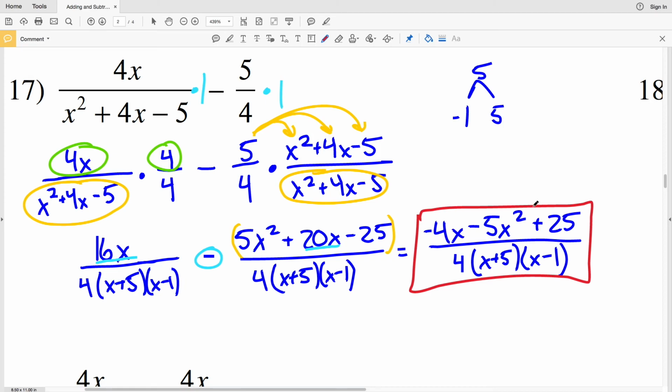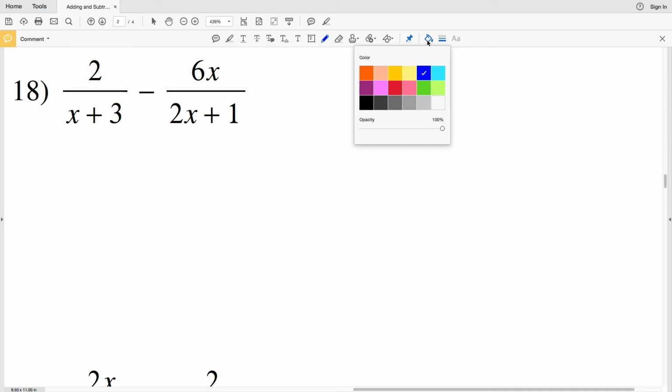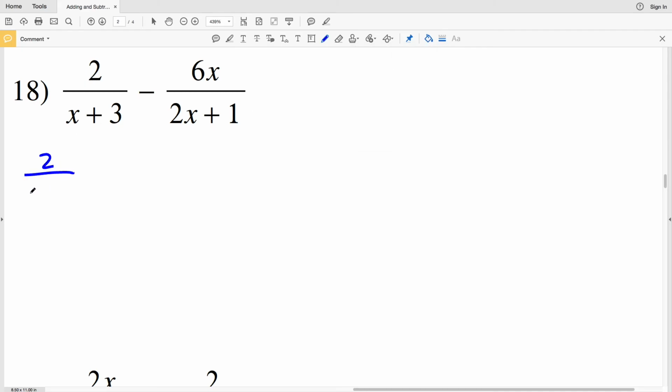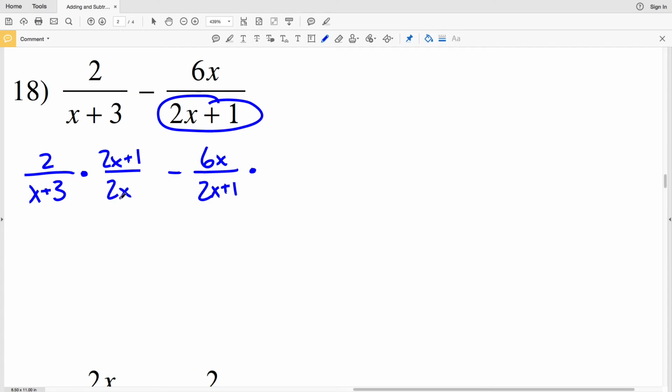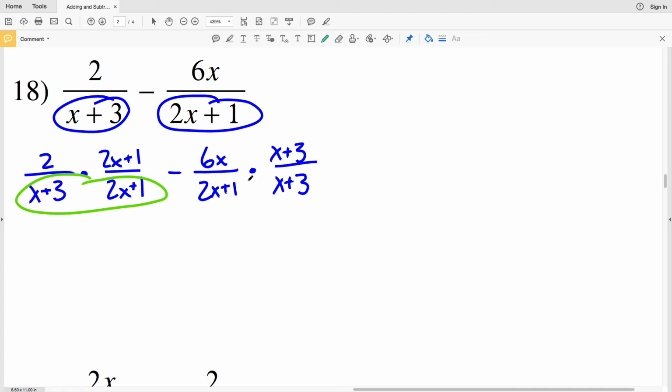In number 18, again, I'm going to be multiplying by 1. So my 2 over x plus 3 will get multiplied by 1, and then I'll subtract 6x over 2x plus 1, also multiplied by 1. The 1 that I'm going to be multiplying 2 over x plus 3 by is 2x plus 1 over 2x plus 1. And the 1 that I'm going to be multiplying 6x over 2x plus 1 by is x plus 3 over x plus 3. This is so that I get an equivalent denominator. X plus 3 times 2x plus 1 is equal to 2x plus 1 times x plus 3.